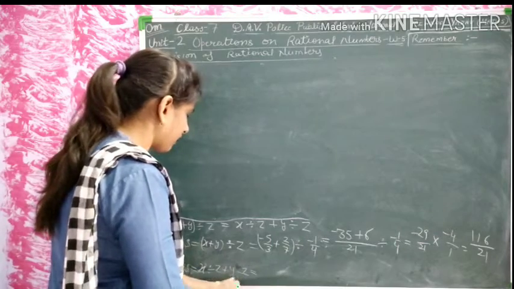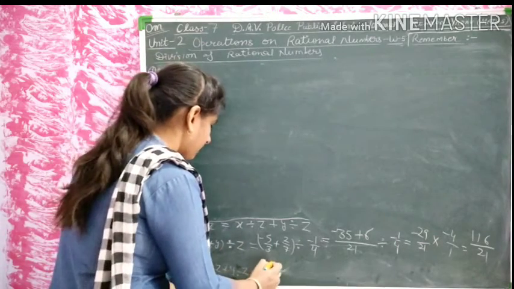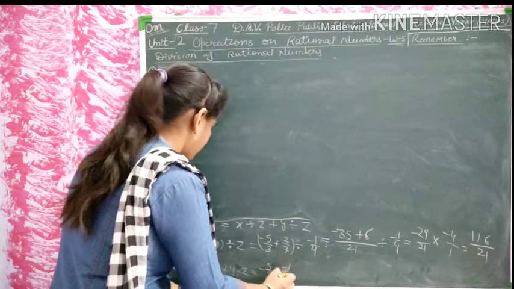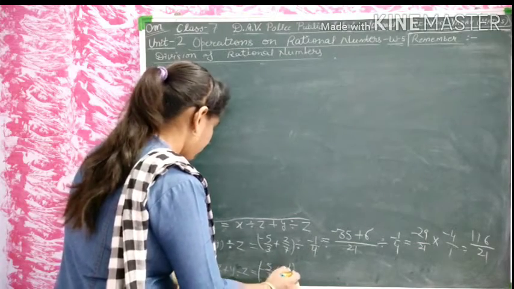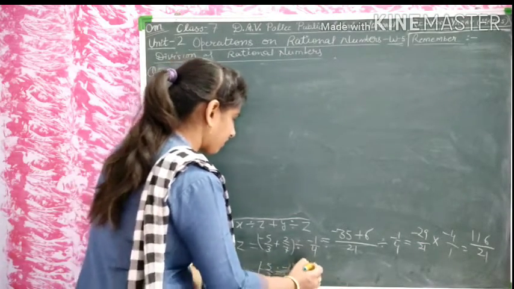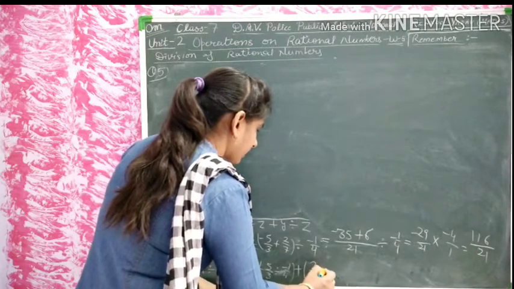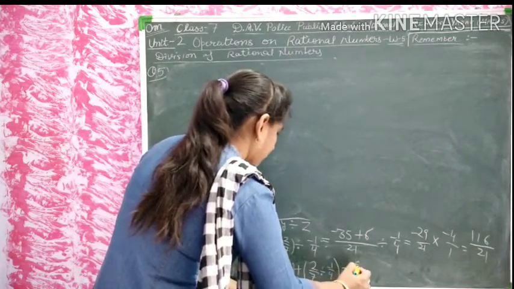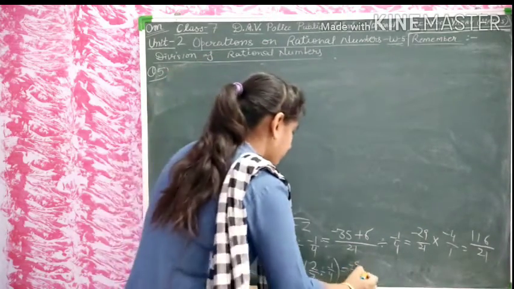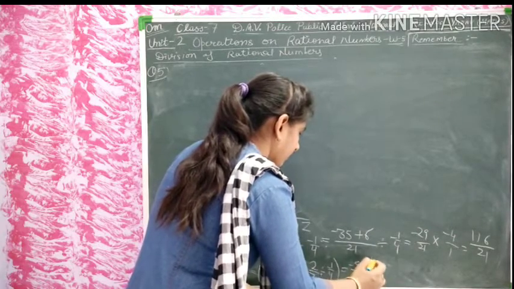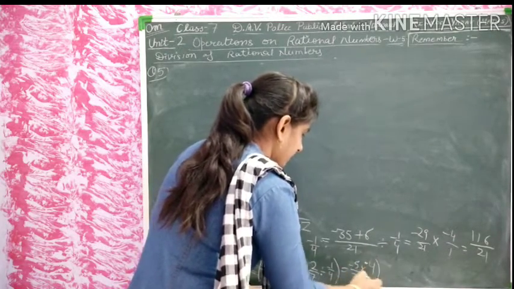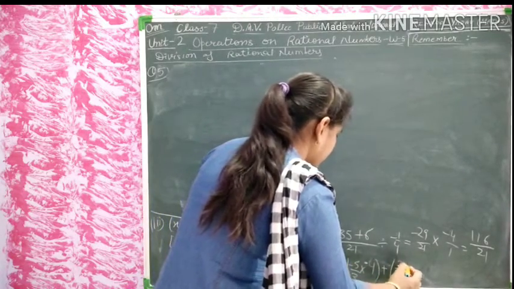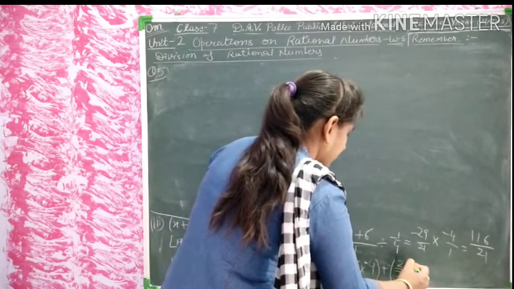X divided by z, plus y divided by z. X is minus 5 by 3 divided by z, z is minus 1 by 4, and plus y divided by z, y is 2 by 7 divided by z, which is minus 1 by 4. Now we will solve it. Minus 5 by 3, divide changes to multiply, and we get the reciprocal of this number, minus 4, and plus 2 by 7, divide changes to multiply, and this is minus 4 by 1 here.